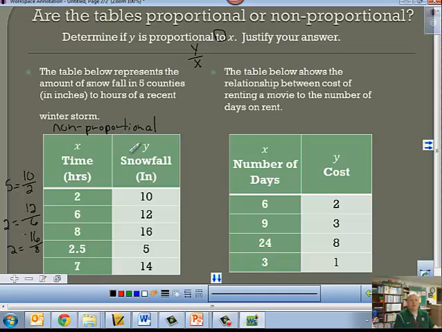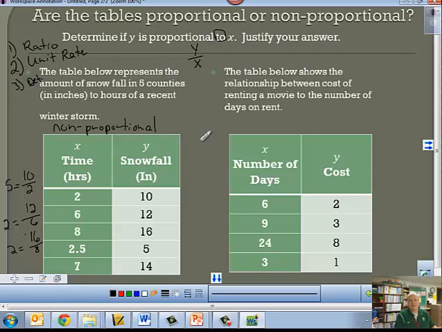It's non-proportional, and my reasoning would be something along the lines that they do not have anything in common, or they don't increase by the same amount. Alright, the amount of snowfall to time is not proportional because it doesn't increase by the same amount. So how do I do that? Well, first I had to make my ratio. Second, I had to find my unit rate. And 3, I had to make my determination, to see if they even work.